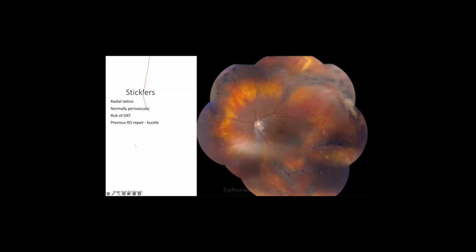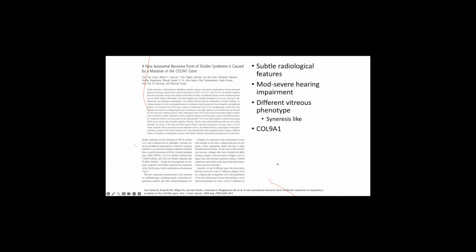The reason we are concerned about Stickler syndrome from a retina perspective is there's a high risk of giant retinal tears. And in this patient, you can see that they've had a previous buckle surgery. Okay. This is one of my patients where I was convinced she had Stickler syndrome, and I was trying to find out if the vitreous cavity was optically empty. And like I said, it's not the most easy thing to do.